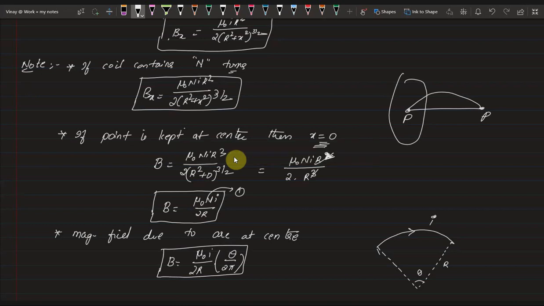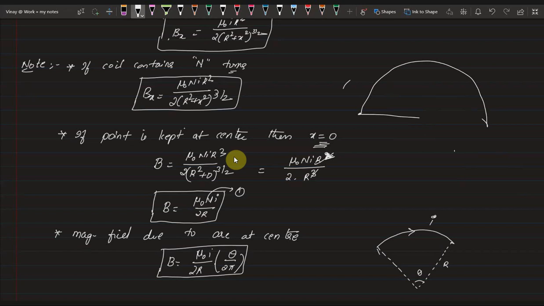Based on this, we have a number of problems, so many problems. For example, if the arc is a semicircle, what is the theta value? 180 degrees. For example, if the arc is like this, what is the theta value? 90 degrees. Shall I move?